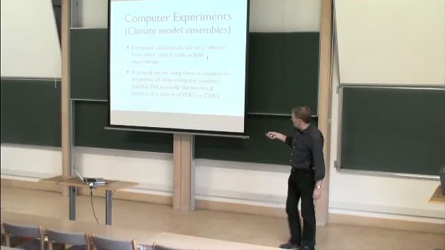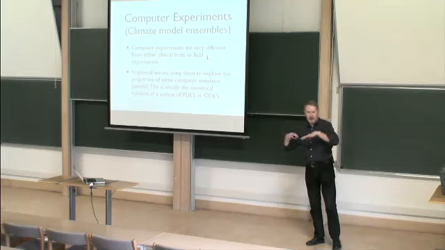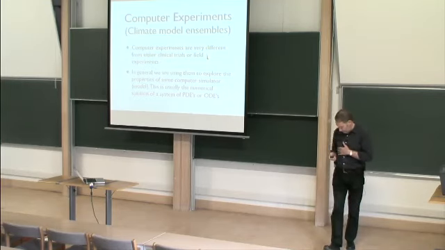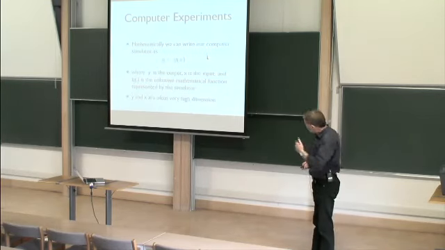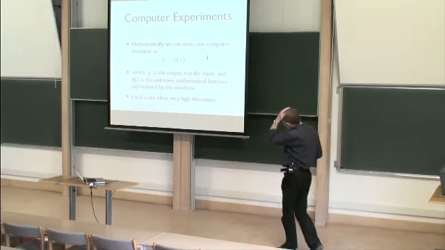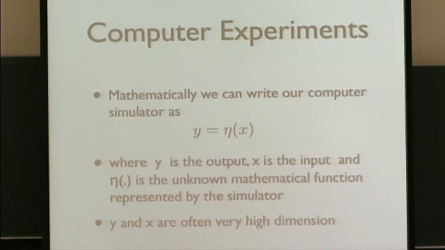Generally, we're trying to explore properties of some computer simulator over some parameter or input space. So mathematically, we can think about our computer simulator as y equals some function of some input. So this is our outputs. This might be temperature increase over the next century, and these would be inputs such as parameters, I don't know, ocean viscosity, that sort of thing.